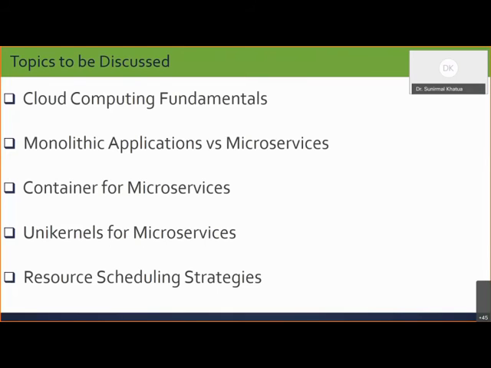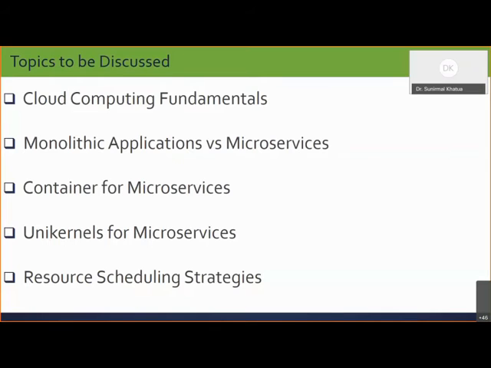The overall topic of discussion is listed here. Today is day 3, so I think you already have some fundamentals or concepts on cloud computing. I will briefly discuss some fundamentals in cloud computing that are necessary to understand these microservices and run them in containers or in kernels.